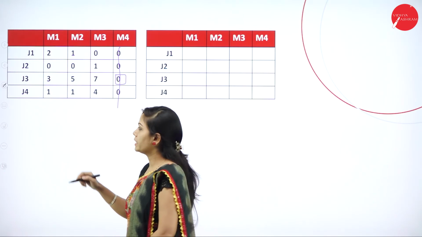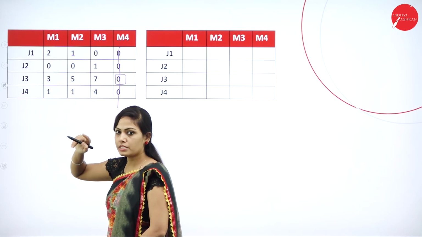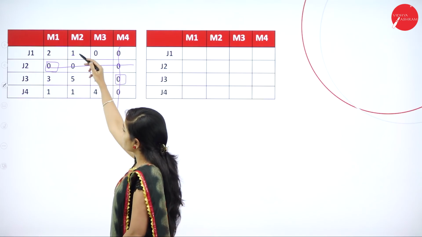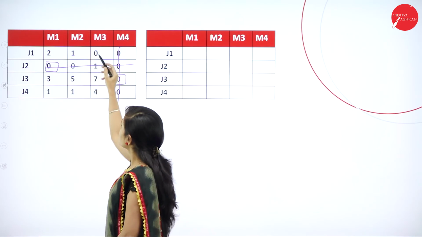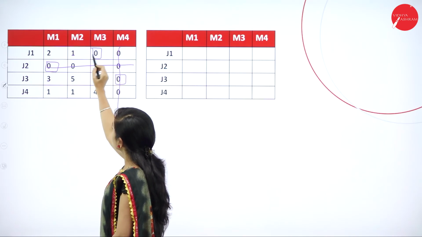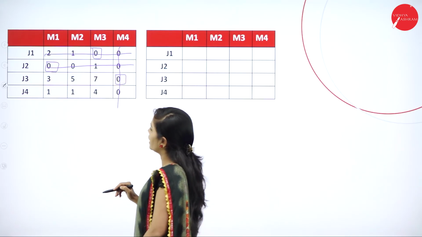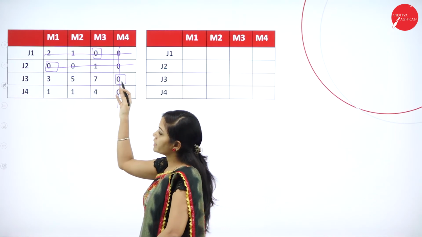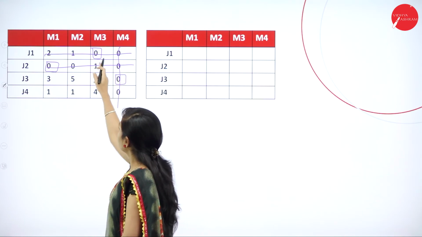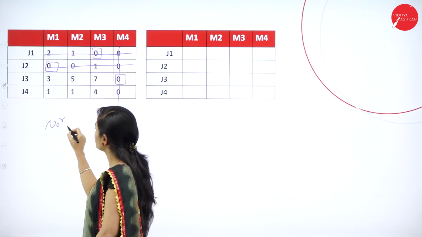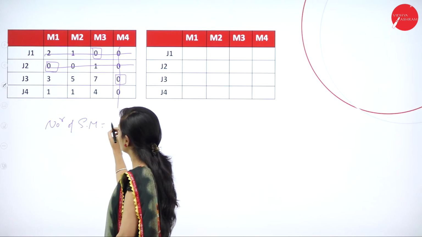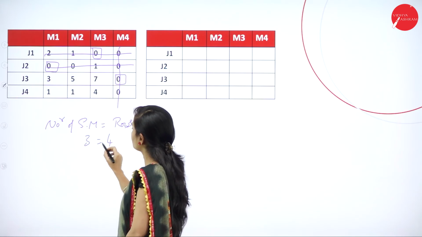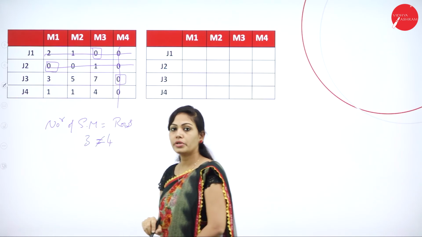Now I will do the column scanning. In the first column I have 1 zero. Put a square box around that 0 and a horizontal line. And in the second column no zeros are there. In the third column I have 1 zero and put a horizontal line. So now column scanning is also finished. Now you can find out whether it is a square matrix or not. The number of squares marked should equal the number of rows. Squares marked is 3, number of rows is 4. So it is not a square matrix. 3 is not equal to 4.